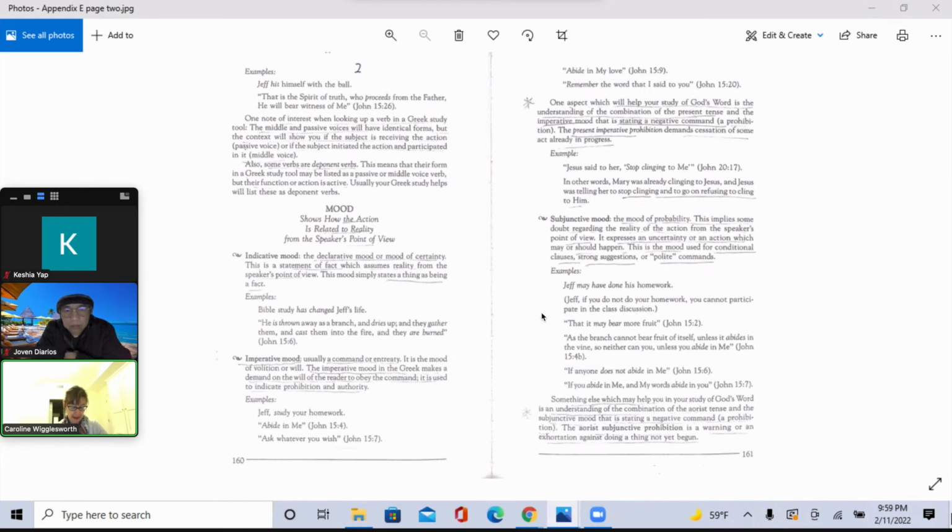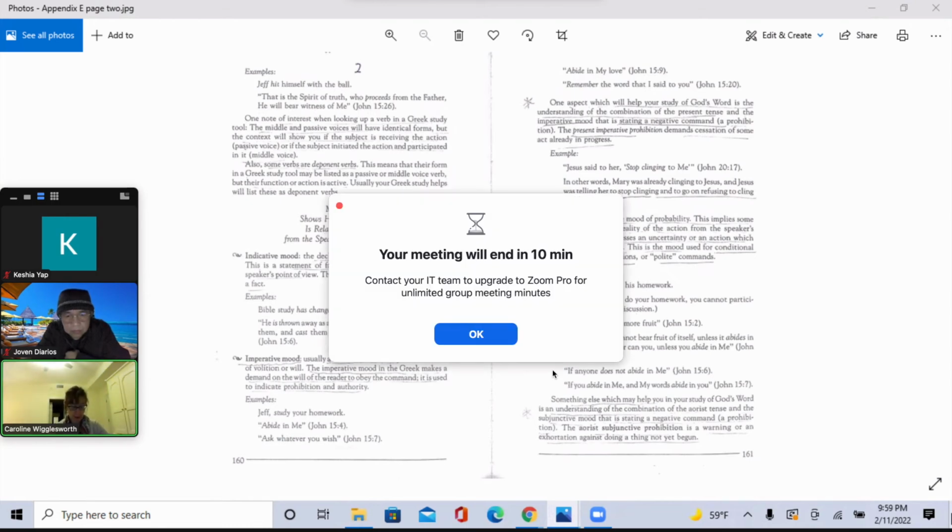As the branch cannot bear fruit of itself unless it abides in the vine, so neither can you unless you abide in me. So it's another one I probably actually need to look up. And then this is another important point here.